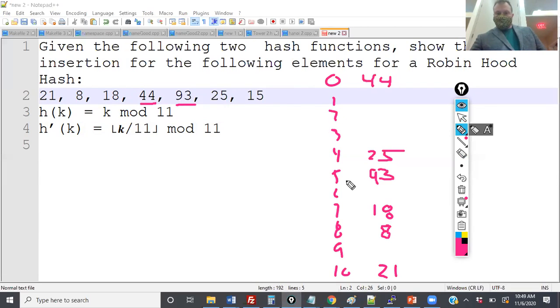And now let's do 16. We're going to do 16 here. All right, I apologize for that. So 16 mod 11 is going to give us 5. Everybody see that? So here's what the Robin Hood hash will do.